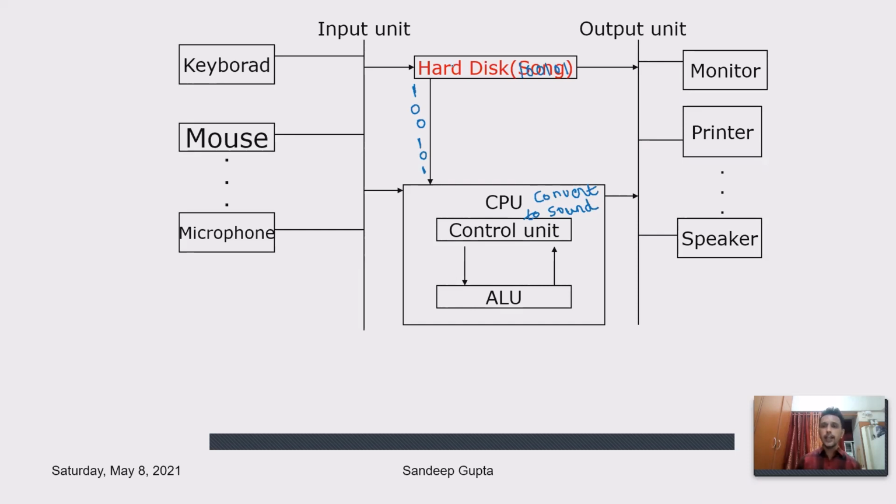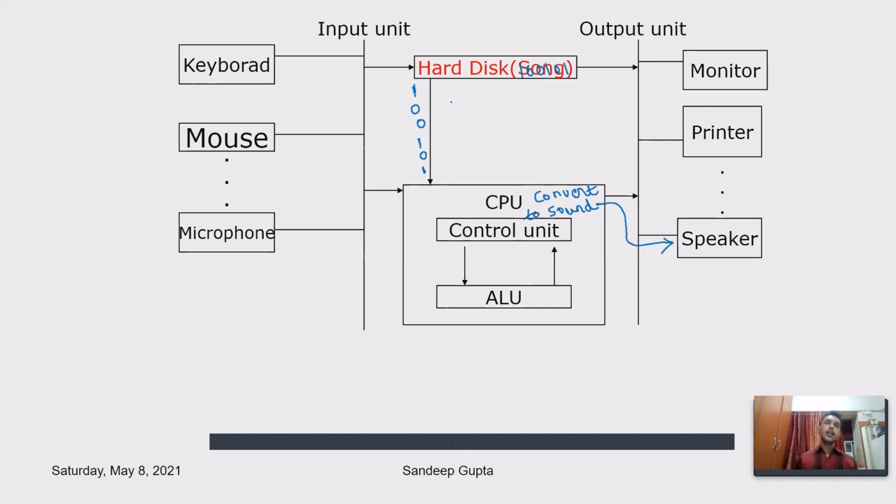So in hard disk, this 1 and 0 was there. It went to CPU. The CPU converted ones and zeros to sound, and then this sound gets outputted on the speaker. I hope you must have understood this entire mechanism.